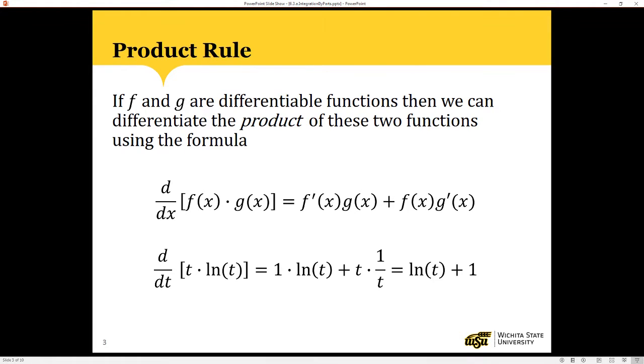For example, if we want to differentiate the product of t and log t, then it's the derivative of t to the 1 power, which is 1, times log t, plus t times the derivative of natural log, which is 1 over t. If we do a little algebraic simplification, we get that the derivative of t times log t is the natural log of t plus 1.